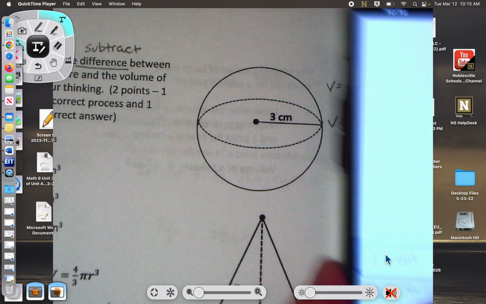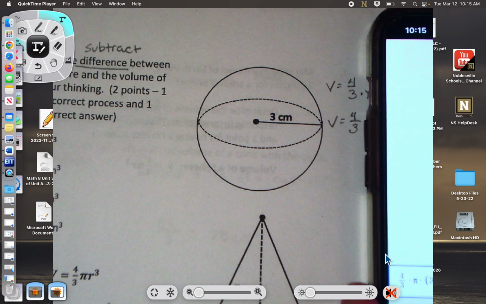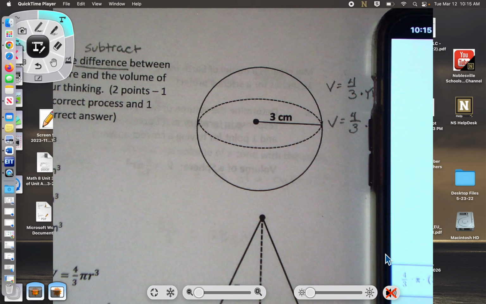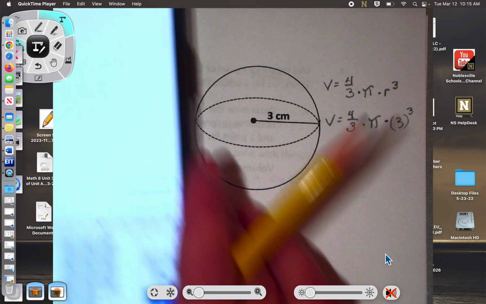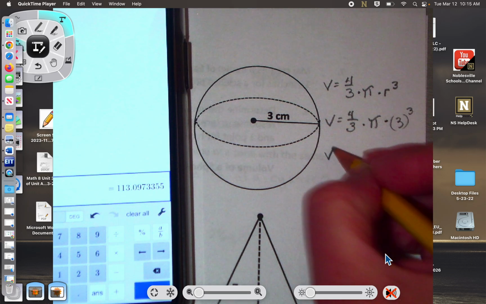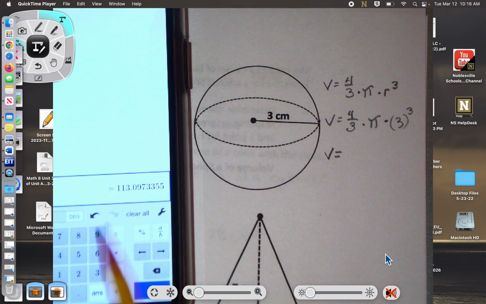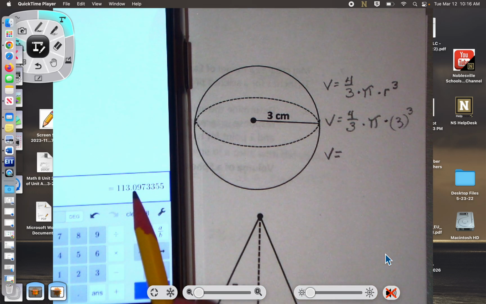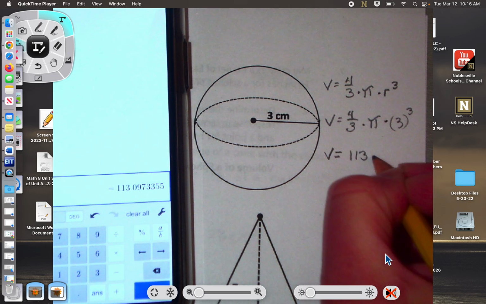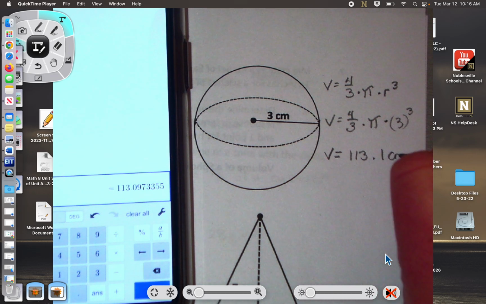It does say, does it say round to the nearest 10th? I'm going to tell you, round to the nearest 10th. Okay, so when I round this to the nearest 10th, this 9 here tells me I should round this up 1. So I'm going to have 113.1 centimeters cubed.